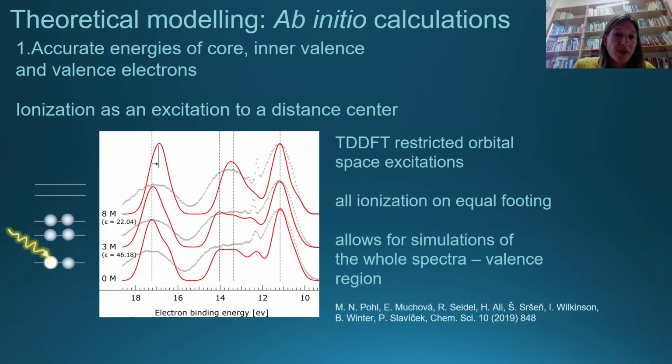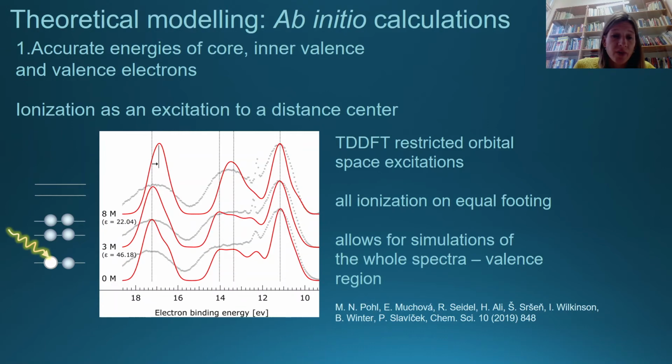In the next step, we need to access the energies of the core, inner valence and valence electrons to model the spectra. Typically, we use two approaches. One is for modeling the whole spectra, but it is mainly useful for the valence electrons. This is based on a theoretical trick for how we can model the ionization. We can model it as an excitation to a distant center via the restricted orbital space TDDFT.